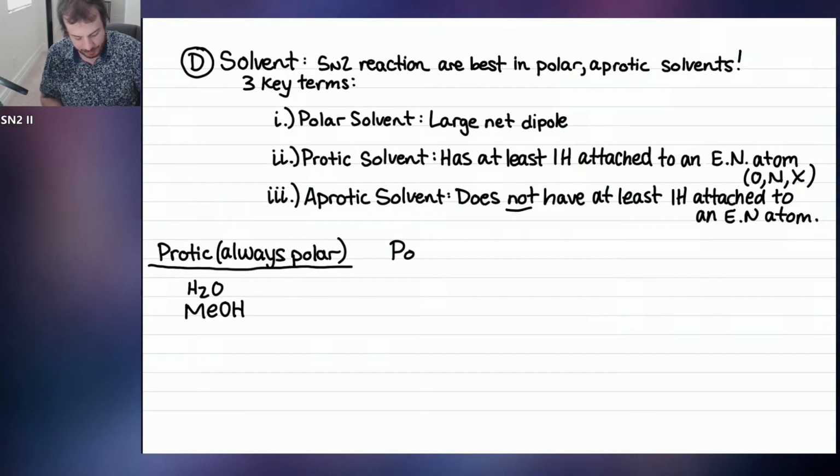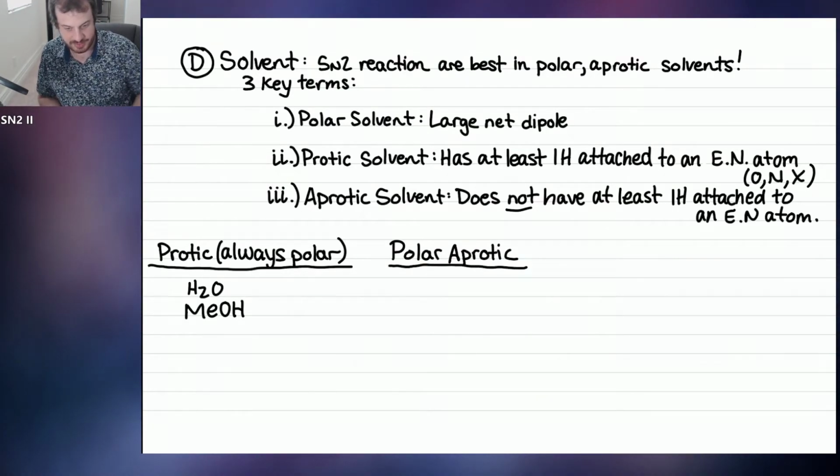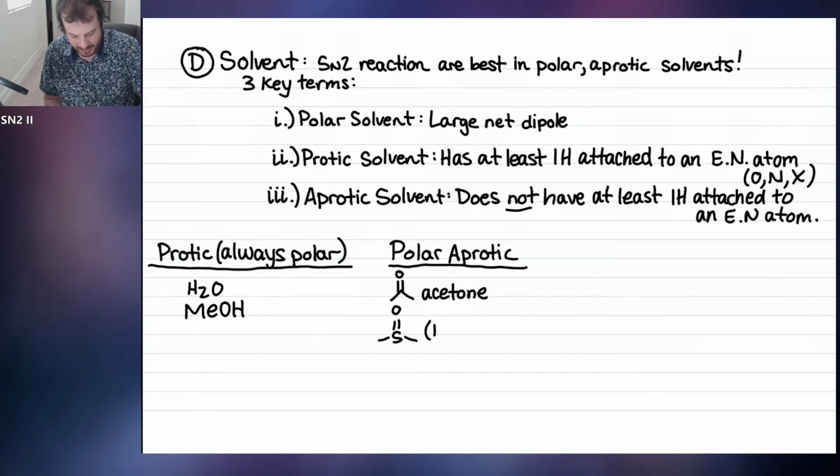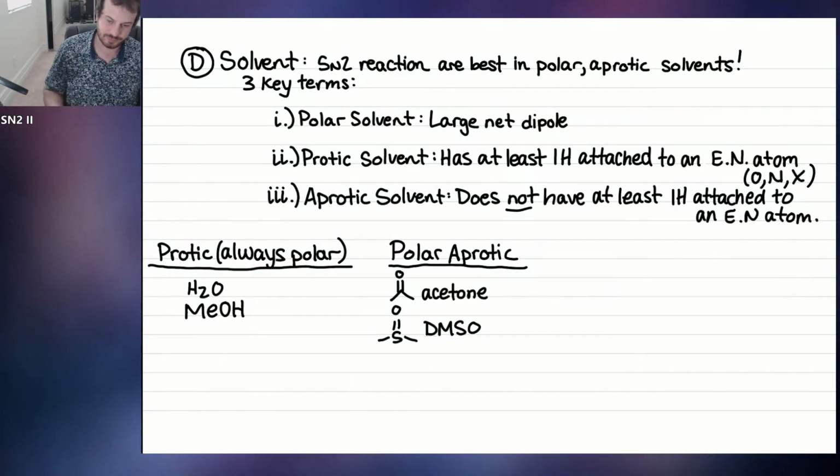There's some polar aprotic solvents. These are the ones that are good for Sn2. And so keep your eyes out for these guys. Look for acetone, which looks like this. Look for dimethyl sulfoxide. Looks almost like acetone, but it's got a sulfur in the middle instead. And it's abbreviated DMSO, dimethyl sulfoxide. Another common one is DMF.